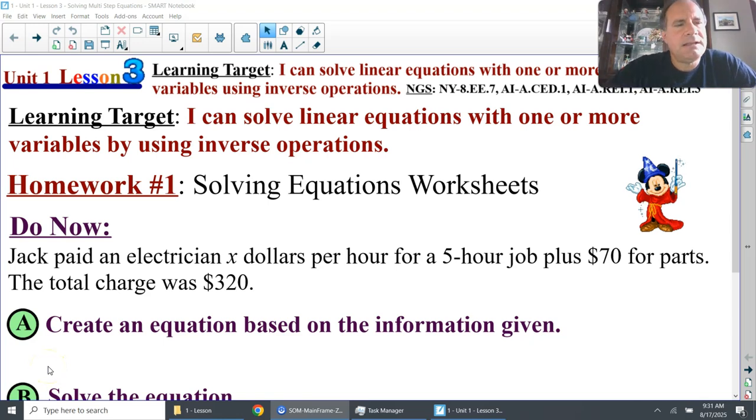Hello everyone. In this lesson we are going to solve linear equations with one or more variables using inverse operations, and we're going to get right to it with the do now.